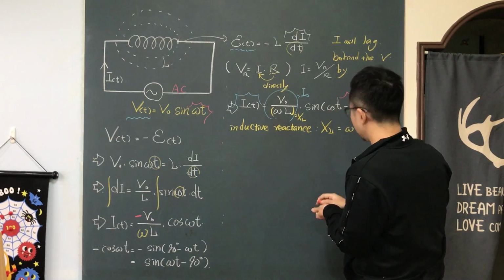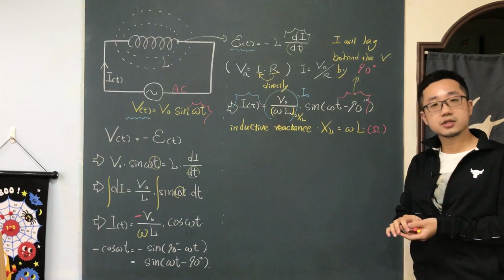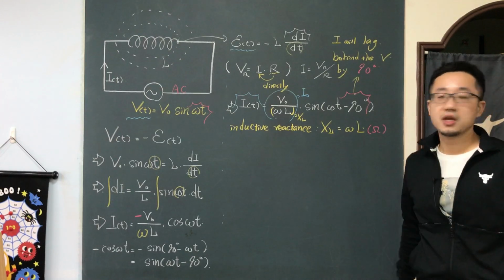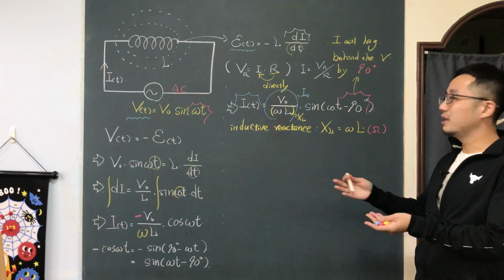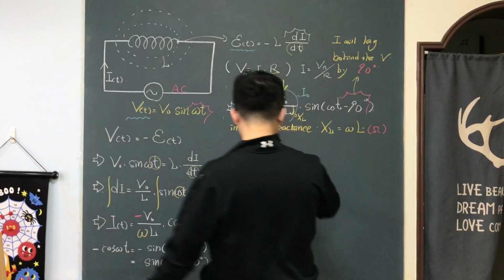Your current I will lag behind the voltage by 90 degrees. So let me draw a picture to help you capture this idea. What does it mean? The current lags behind the voltage by 90 degrees. Let me draw a picture for you.